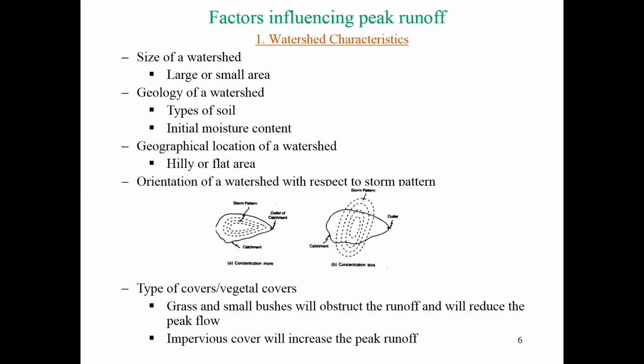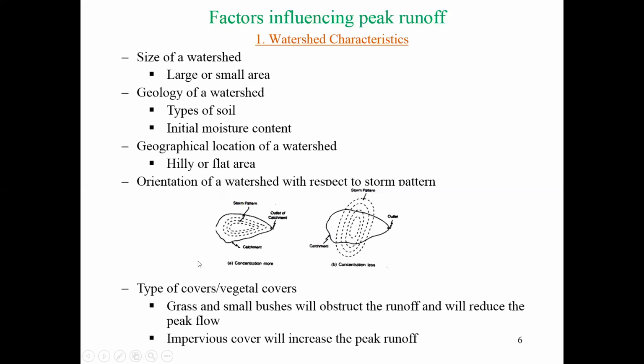And the geographical location of the watershed, either hilly or flat area. For a hilly area, due to slope, maybe we will get more runoff. The next one is the orientation of the watershed with respect to the storm pattern. If that is the watershed and that is the storm pattern, the whole storm is within the watershed, so we will get more runoff. But if you look at this one, at least half of the storm is happening outside of the watershed, so we will get less runoff here.